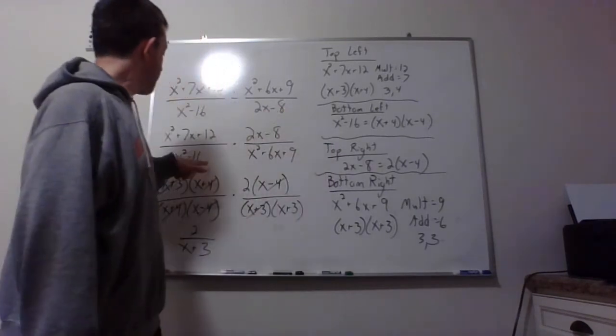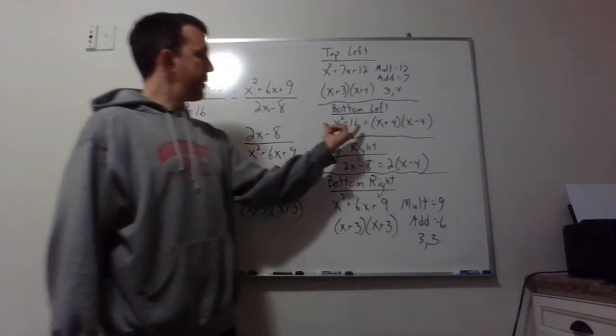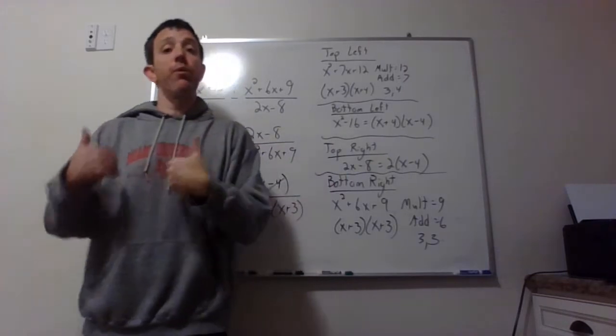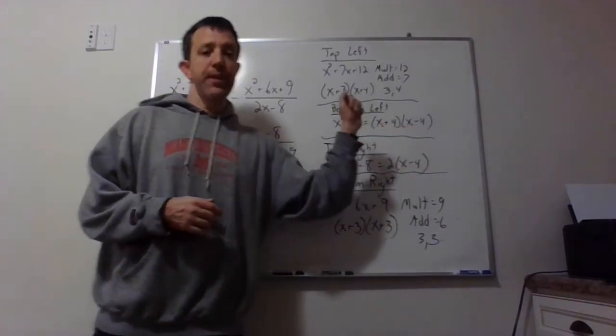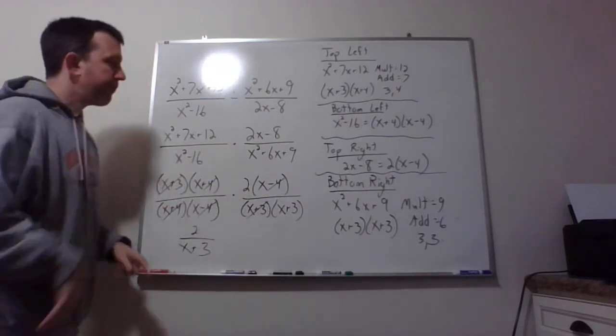Then I did the bottom left, which was the x squared minus 16. This is a difference of squares, right? 4 times itself is 16. So it factors very nicely to be x plus 4 times x minus 4. And I brought that back.